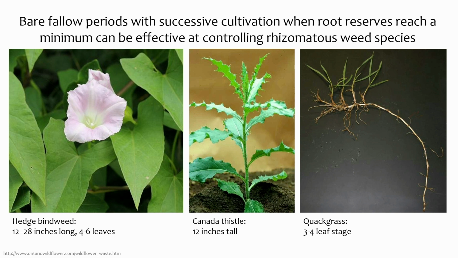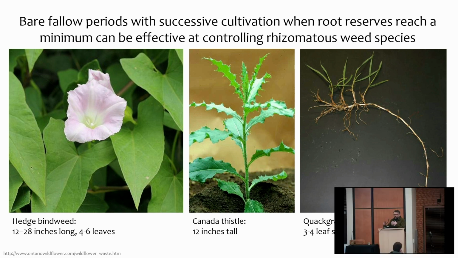With Canada thistle, it's about when it's a foot tall. With quackgrass, the time when the rhizomes' root reserves reach a minimum is around the 3 to 4 leaf stage. So when it reaches the minimum, when they're almost fully exhausted, that's when you want to be hitting them with cultivation. Okay, and successive cultivation events. So you can easily remove perennial weeds like this with bare fallow periods where you're doing successive cultivation events when you're doing it at the right time like this. Okay.